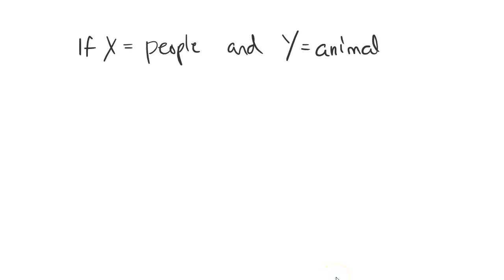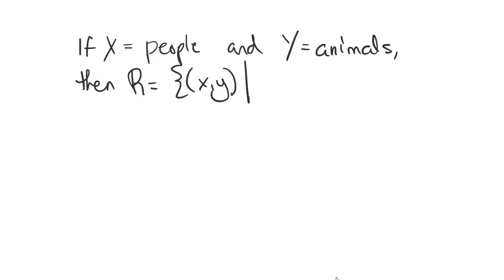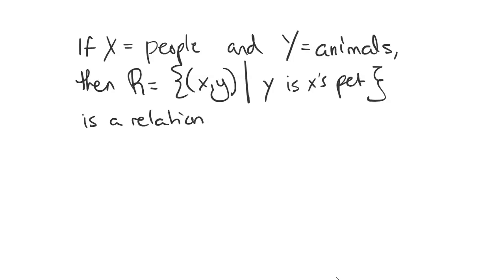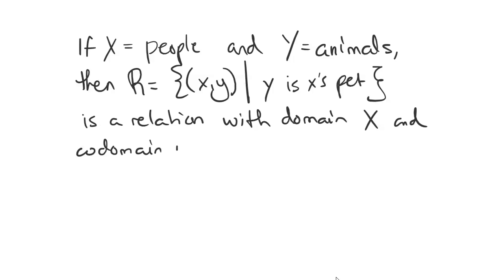To go with a sillier example to show that it doesn't have to all be mathy, if X is the set of people and Y is the set of animals, then R, the set of all pairs X, Y where Y is X's pet, is a relation whose domain is the set of people and whose codomain is the set of animals.